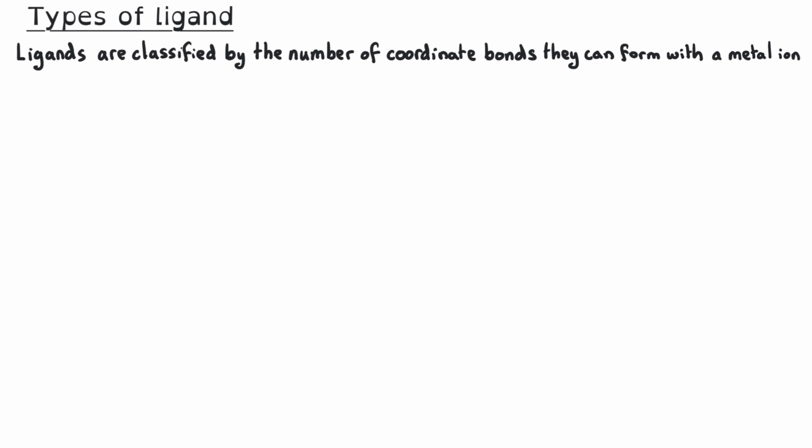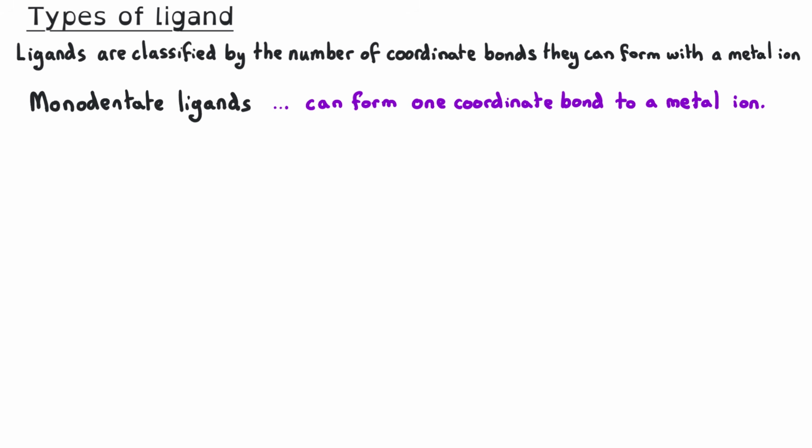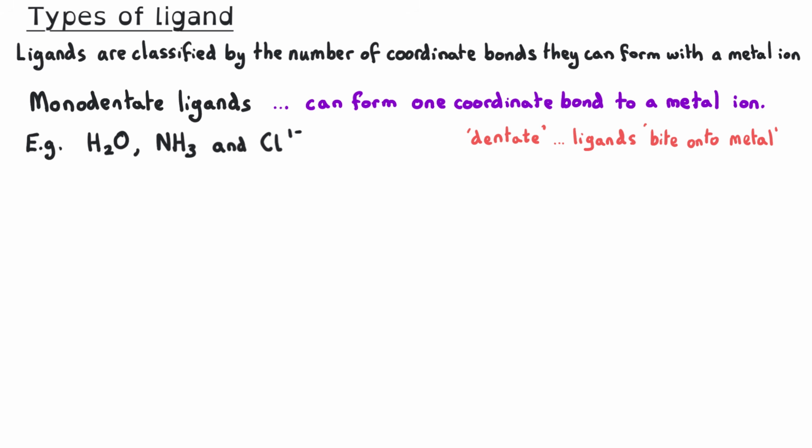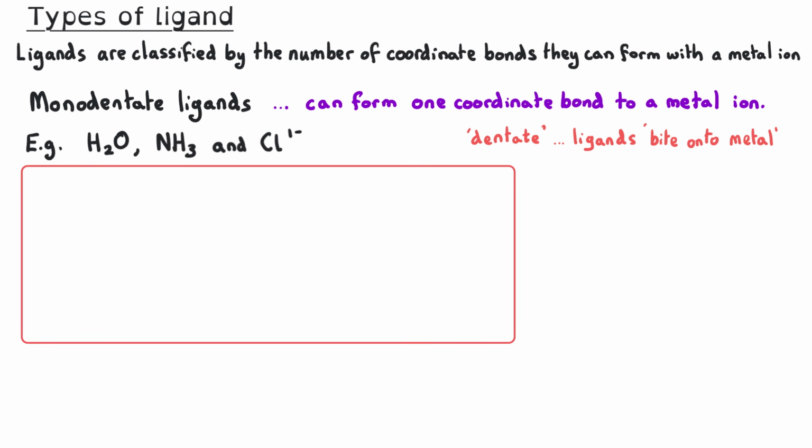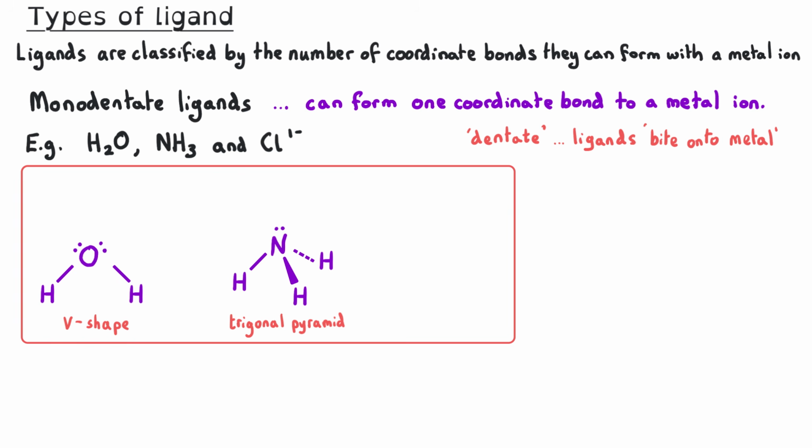Ligands are classified by the number of coordinate bonds they can form with a metal ion. Monodentate ligands can form 1 coordinate bond to a metal ion. And the term dentate comes from the Latin word for teeth, and it describes how ligands bite onto a metal ion, forming, in this case, a single coordinate bond. Examples of monodentate ligands include water, ammonia, and the chloride ion.